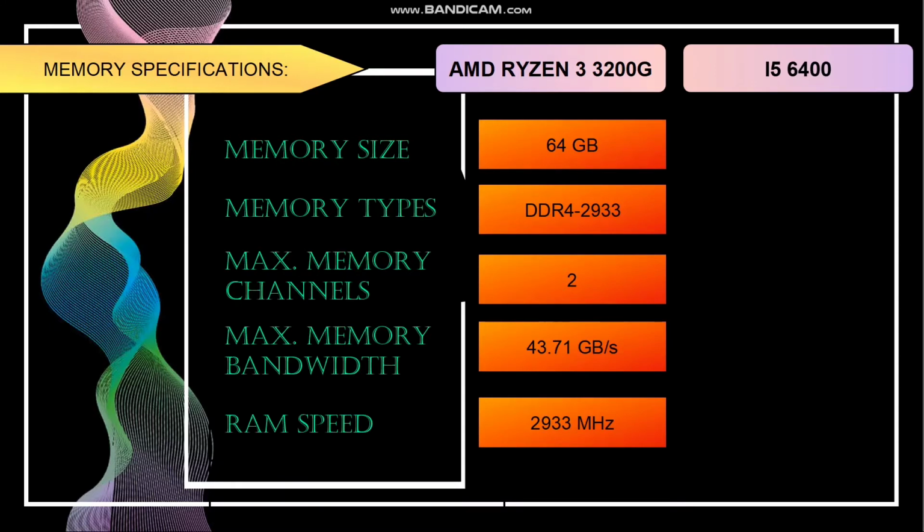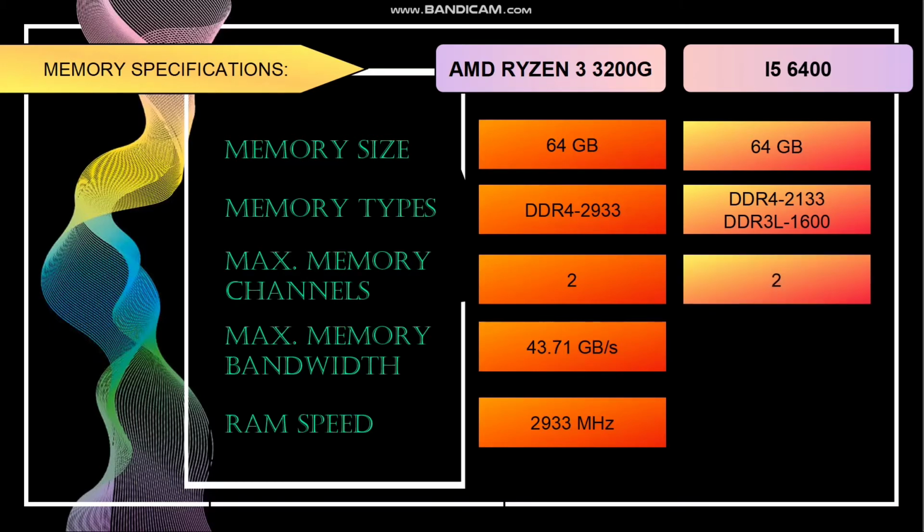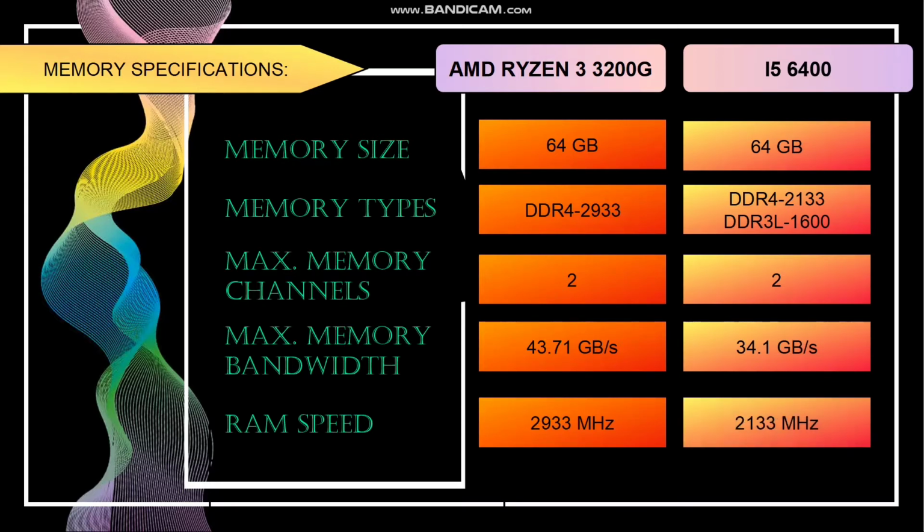6400 has the following specifications. It has a memory size of 64 GB with a memory type of DDR4 2133 and a DDR3L 1600. It has a maximum memory channels of 2, maximum memory bandwidth of 34.1 GB per second, and lastly, a random access memory speed of 2133 MHz.